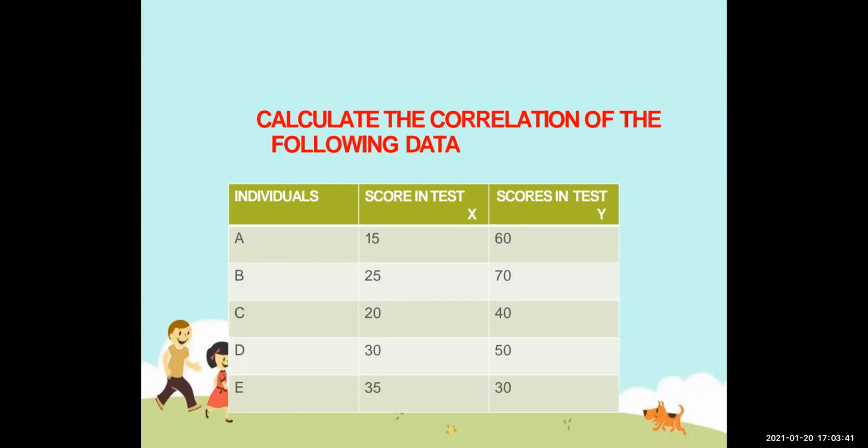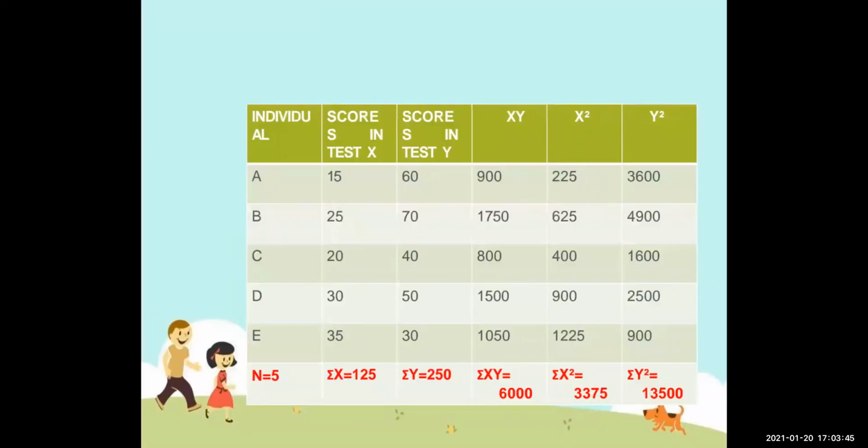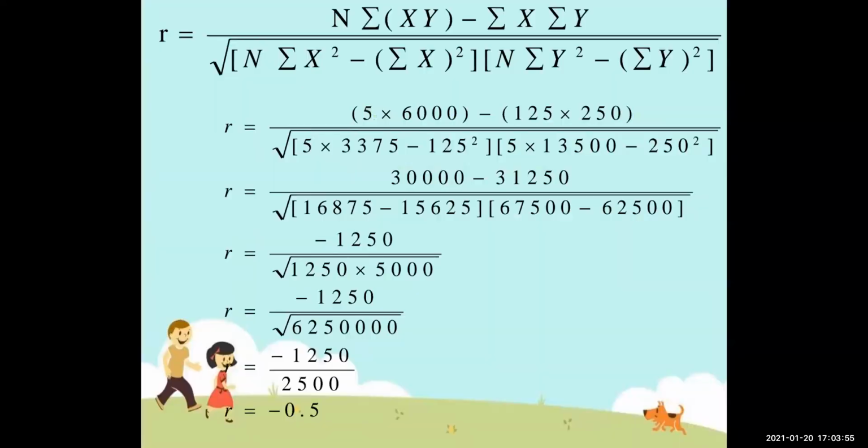Here is another example. Same way, we can calculate. We have A, B, C, D, E, that is N is 5, and so on. Apply it into the formula, and then we get the answer.